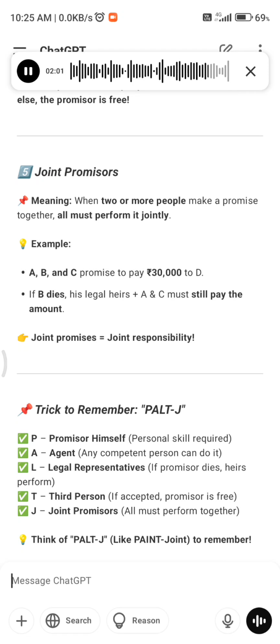P, promisor himself, personal skill required. A, agent, any competent person can do it. L, legal representatives, if promisor dies, heirs perform. T, third person, if accepted, promisor is free. J, joint promisors, all must perform together. Think of PALTJ to remember.